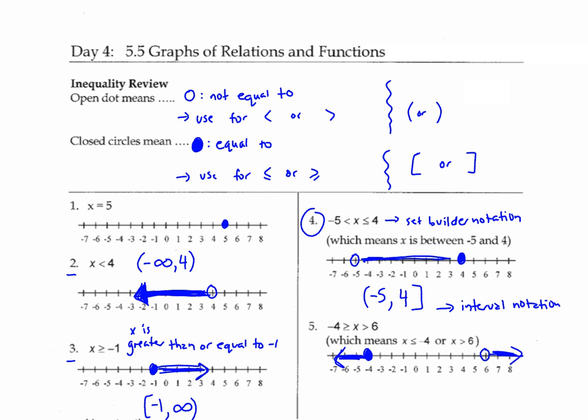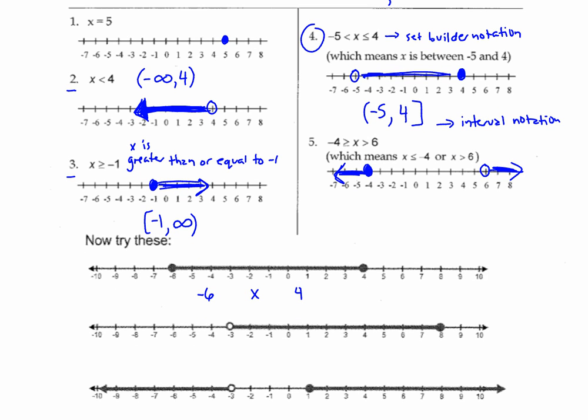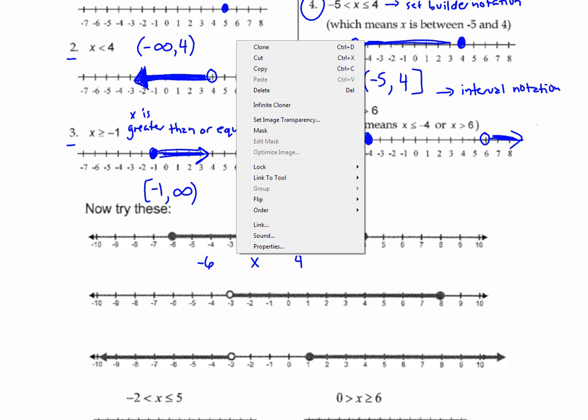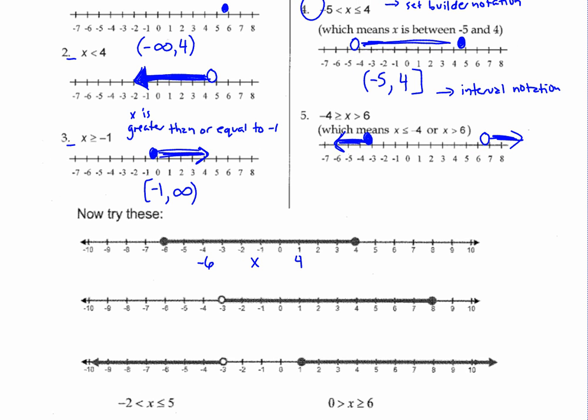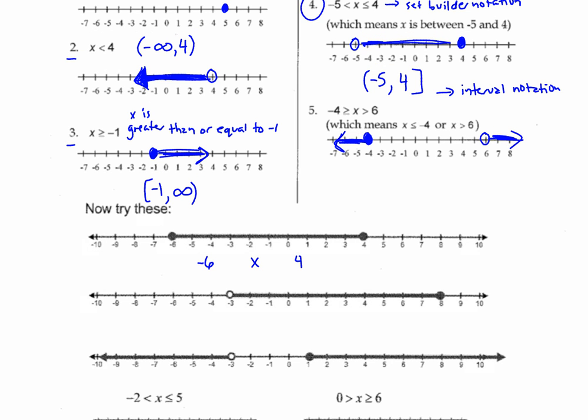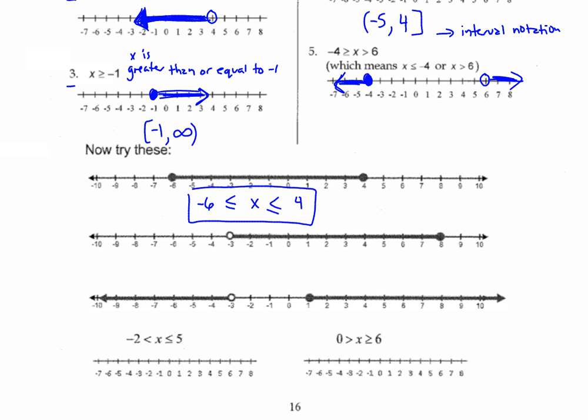Okay, how did the first one go? So, x is it greater than or less than negative 6? It should be greater than or equal to. And x is less than or equal to 4. How would you write the next one? You'd write negative 3 and then 8, x in the center. So you'd write x is greater than negative 3, less than or equal to 8.